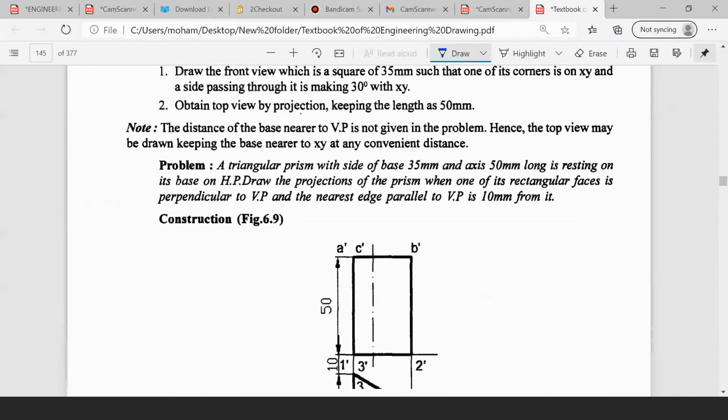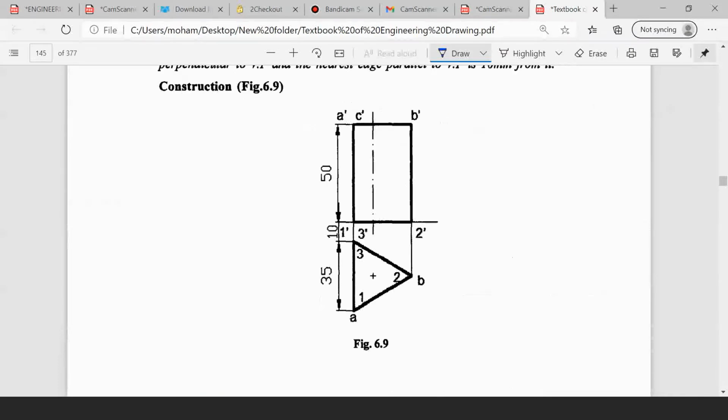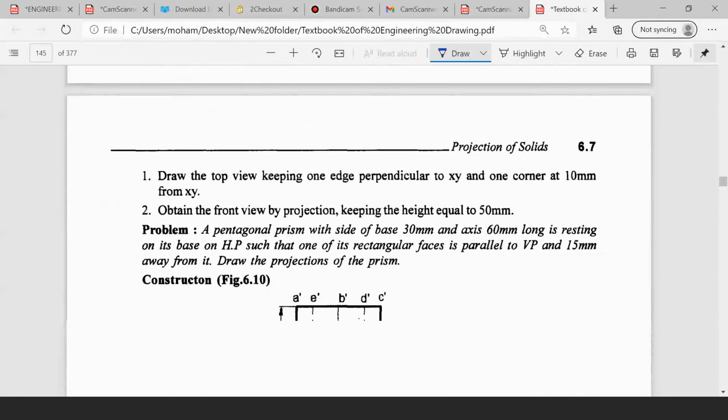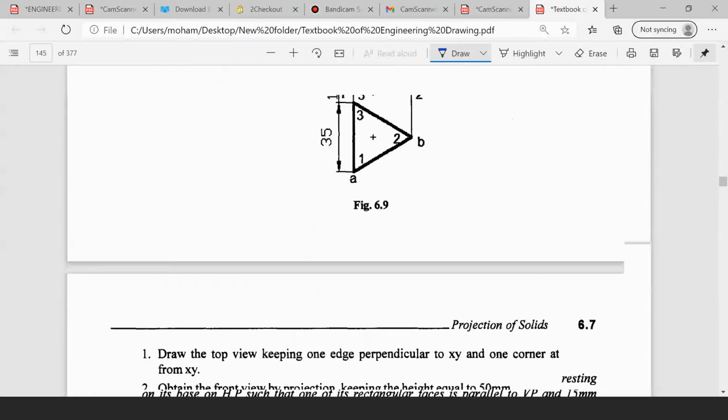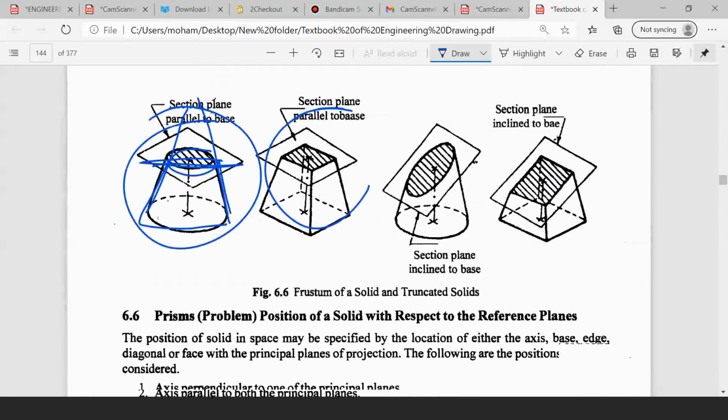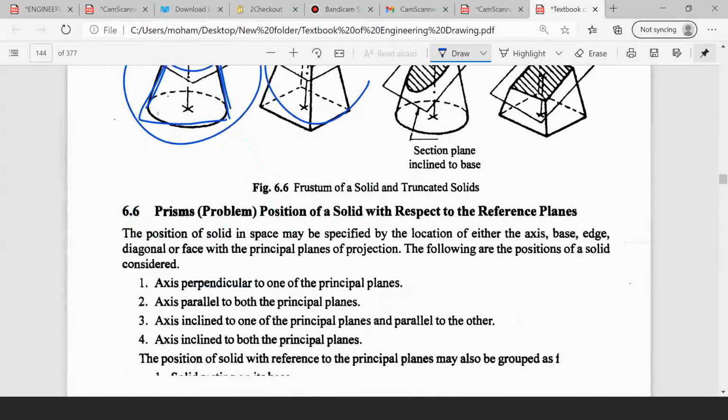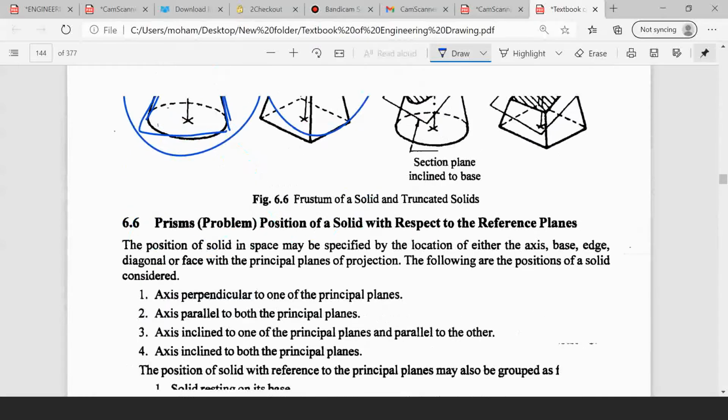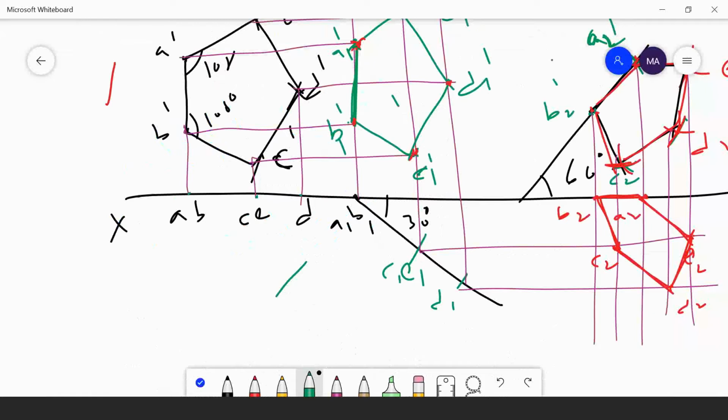We'll do the problems. Before doing this, how to draw a solid and how to project it, I will show you. We'll do some problems, just the basic things to brush up. How to draw a solid, I will show you.